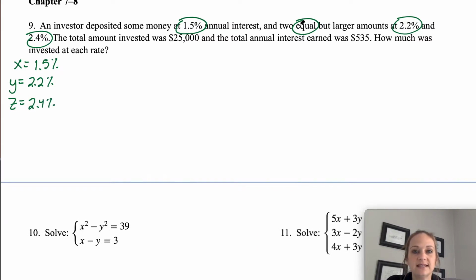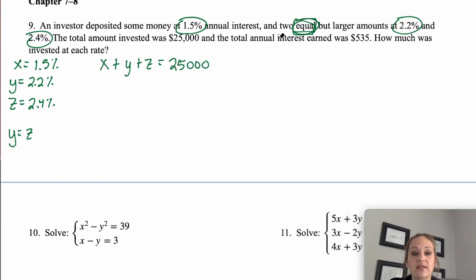But they said something that is very interesting. The two equal, the 2.2 and 2.4, they are equal to each other. So off to the side, I need to remember that Y and Z are actually equal to each other. Now I'm going to write the equations. I know that if you invest all three types of amounts, you're investing $25,000 worth. So I know that X plus Y plus Z is going to equal $25,000.